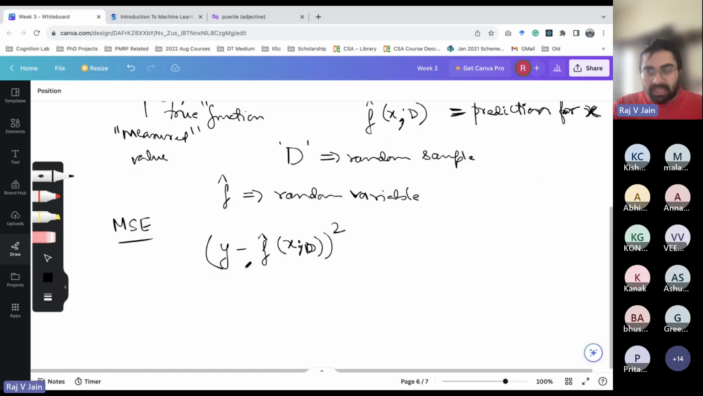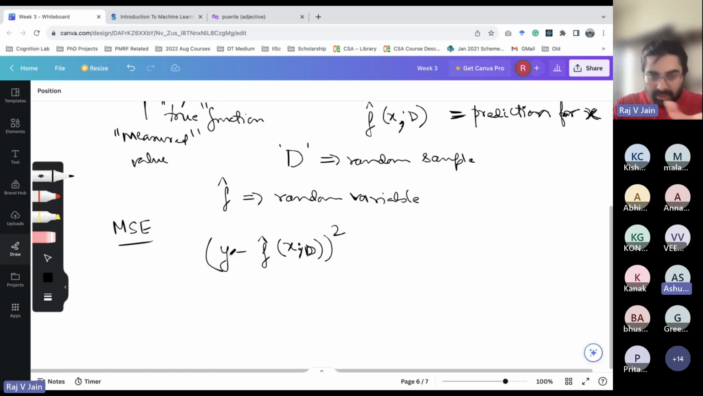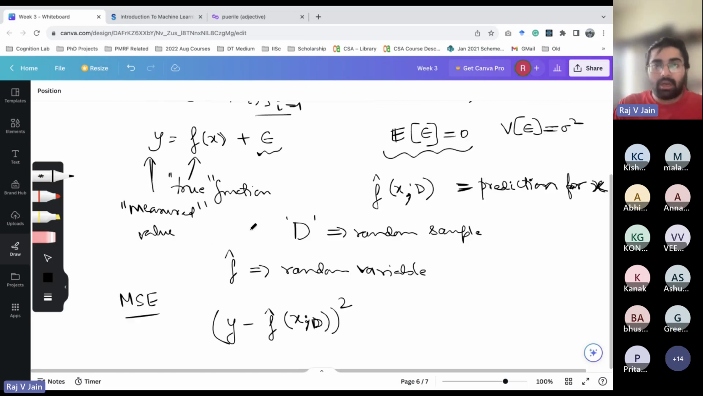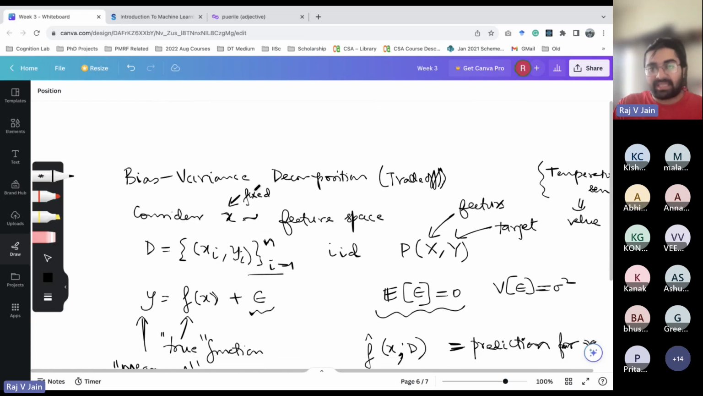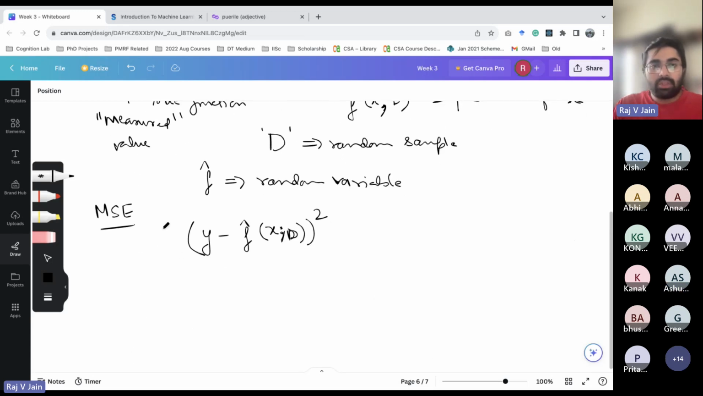Now this MSE is not well defined because so many things are random. So what we'll do is we'll take the expectation over this, right? What is the expected error, expected MSE for this x that we have here? So I will take the expectation over what variables? What are the variables over which I would take this expectation?